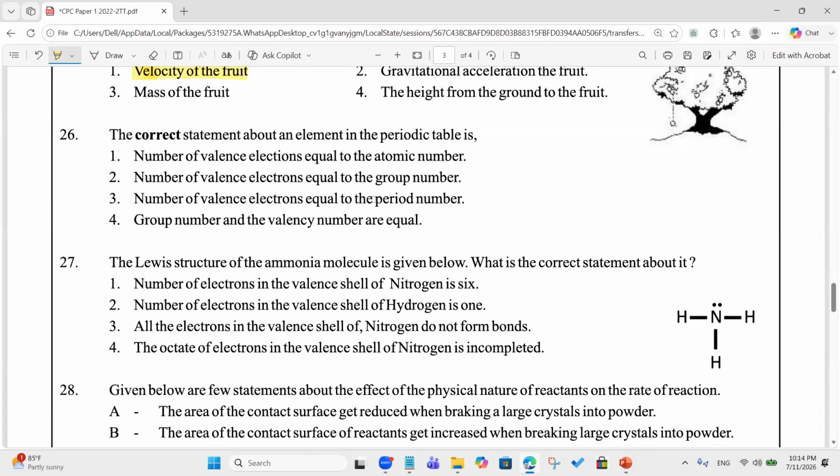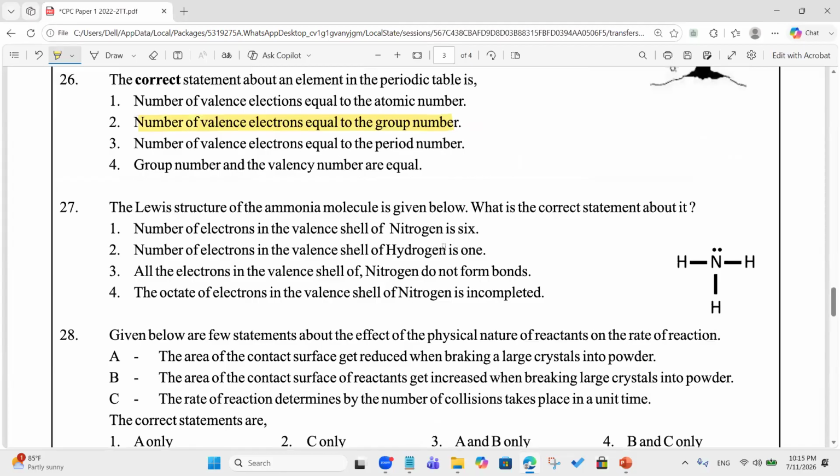The correct statement about an element in the periodic table is. What's the correct statement? Can anyone answer? Yes. What's the answer? Number of valence electrons equal to the group number. Number of valence electrons equal to the group number. Yeah, that's correct, you know. Yeah, okay. Group number.